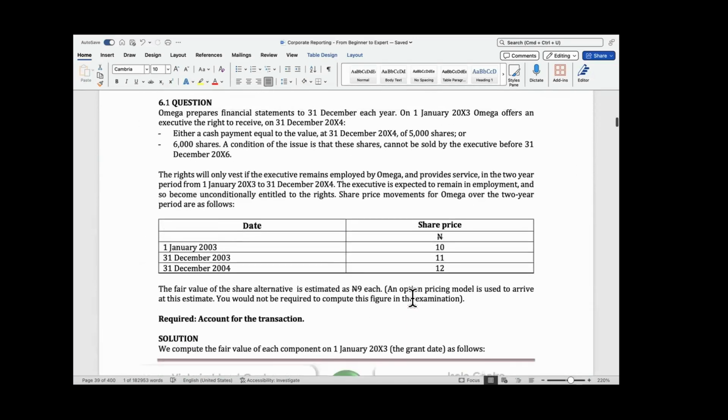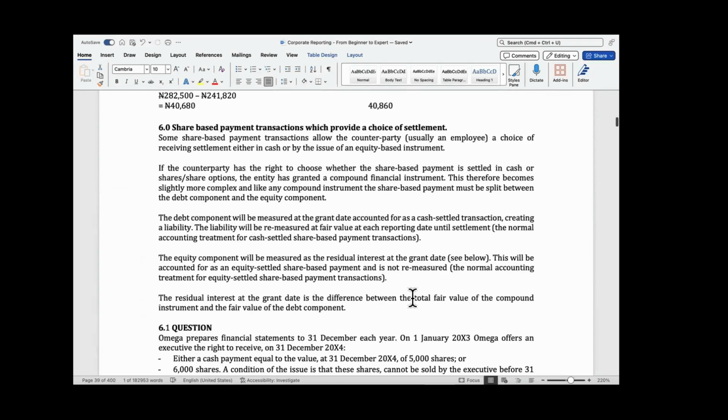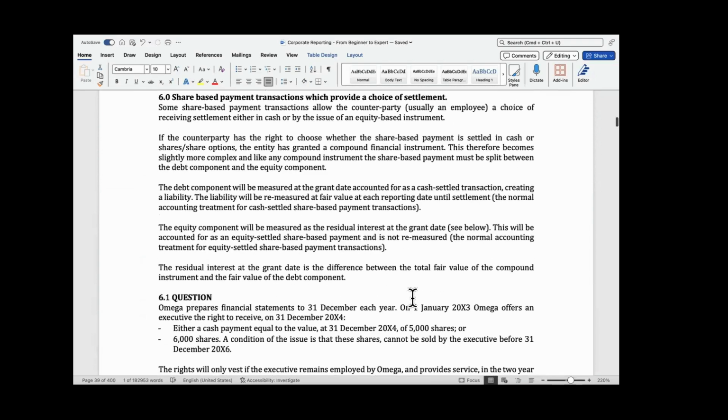That goes to show that when you have this one where there is a choice of settlement, the way this works is that we are debiting P&L, and crediting debt and crediting equity. Unlike equity settled, where you debit P&L and credit equity. For cash settled, we debit P&L, we credit liability. But for this one, when there is a choice of settlement, you consider both debt and equity.